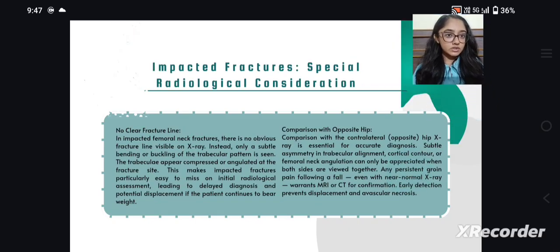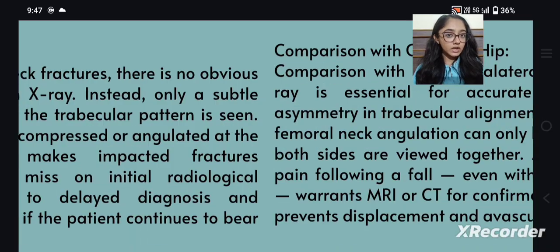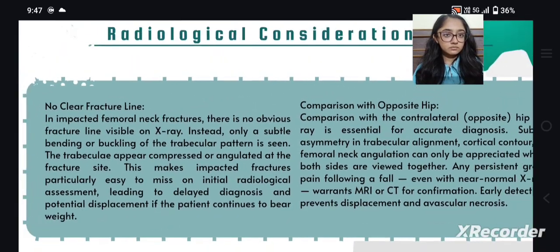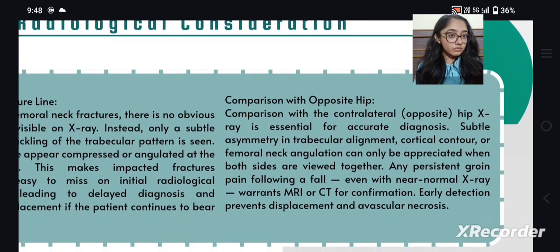Then impacted fractures, a special consideration: no clear fracture line will be there. In impacted femoral neck fractures, there is no obvious fracture line visible on X-ray. Instead, only a subtle bending or buckling of the trabecular pattern is seen. The trabeculae appear compressed or angulated at the fracture site. This makes impacted fractures particularly easy to miss on initial radiological assessment, leading to delayed diagnosis and potential displacement if the patient continues to bear weight.